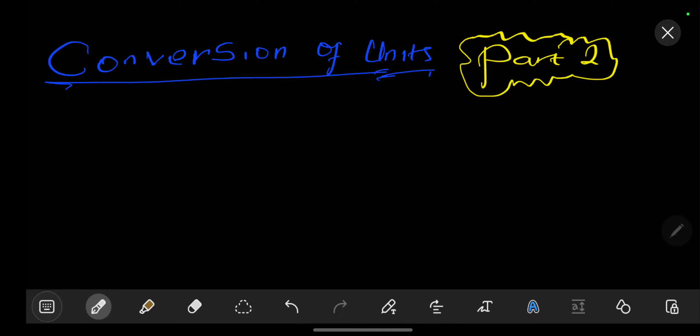Alright guys, so in this video, we'll be looking at part 2 of the conversion of units. If you recall, we did part 1 before, whereby we converted things like centimeter to meter, meter back to centimeter, we did meter to kilometer, and so on. But in this particular video, it would be in square form. What I mean by that is this. Instead of having centimeter to meter, we'll be converting centimeter square to meter square back to centimeter square.